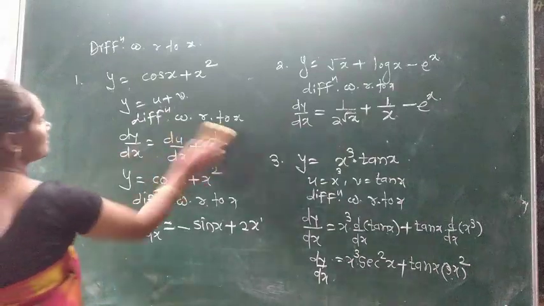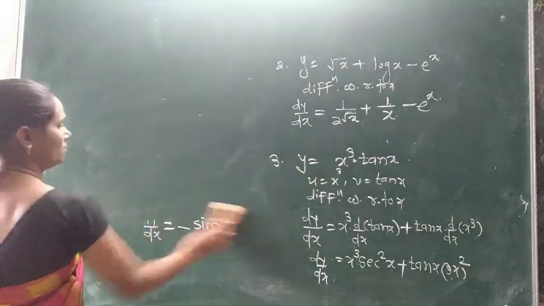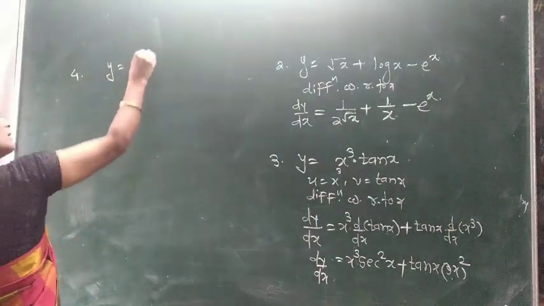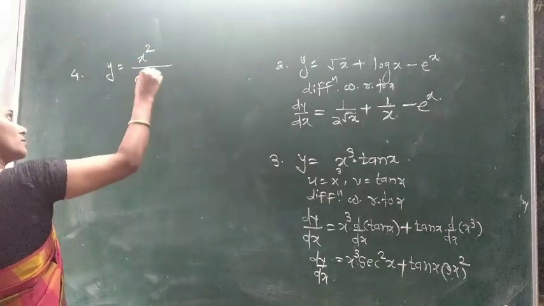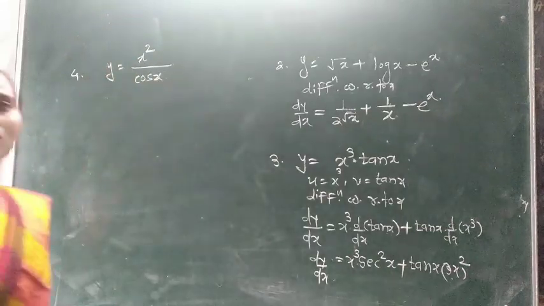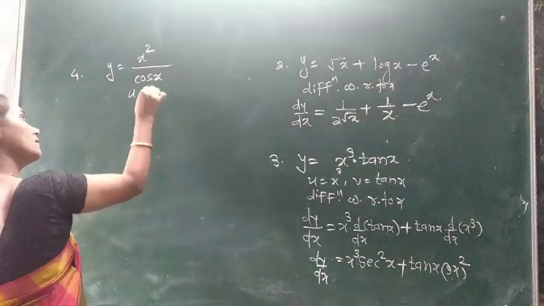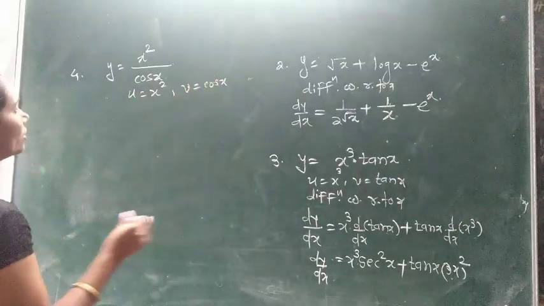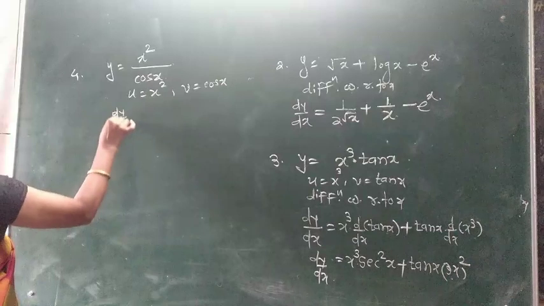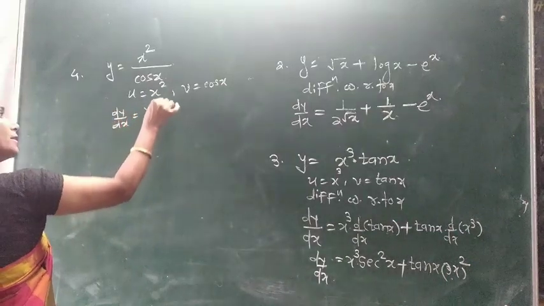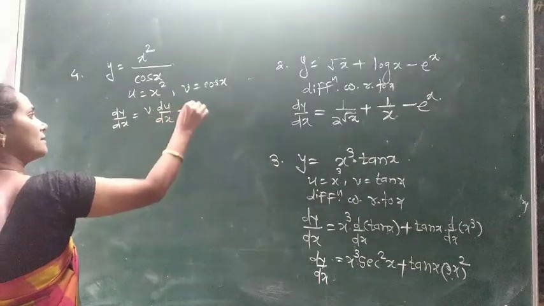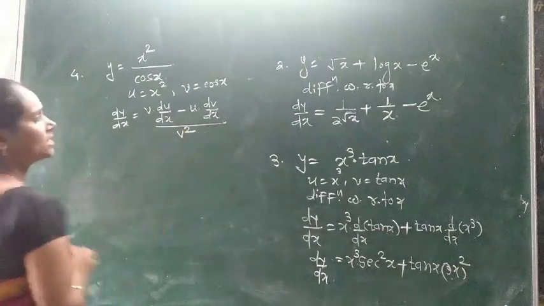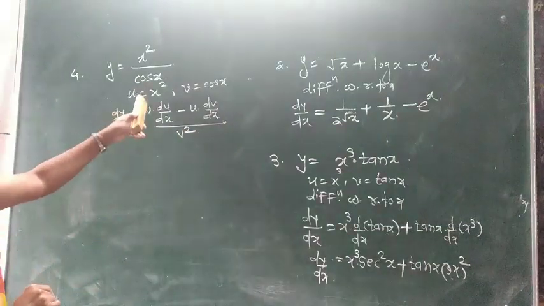Now last rule is quotient rule. So y is equal to x square upon cos x. Here u is equal to x square and v is equal to cos x. So we know quotient rule, dy upon dx is equal to v into du upon dx minus u into dv upon dx, divided by v square. So use this rule here to find the derivative.